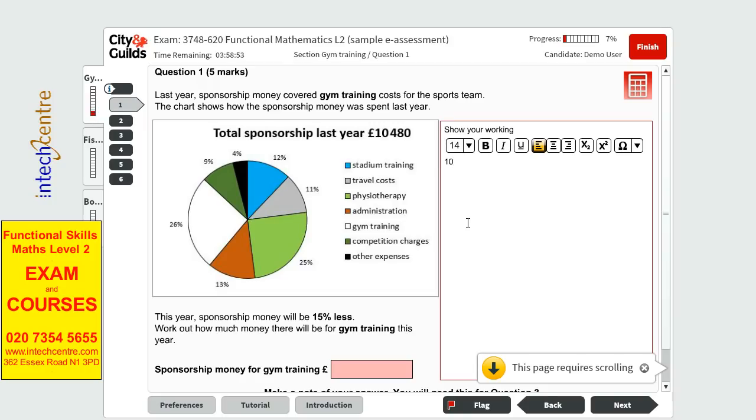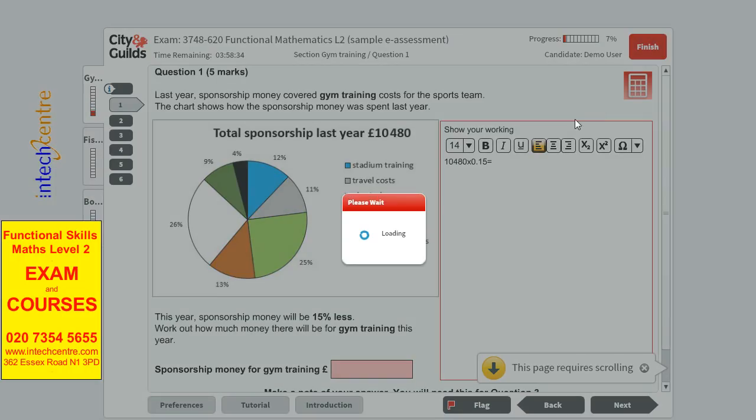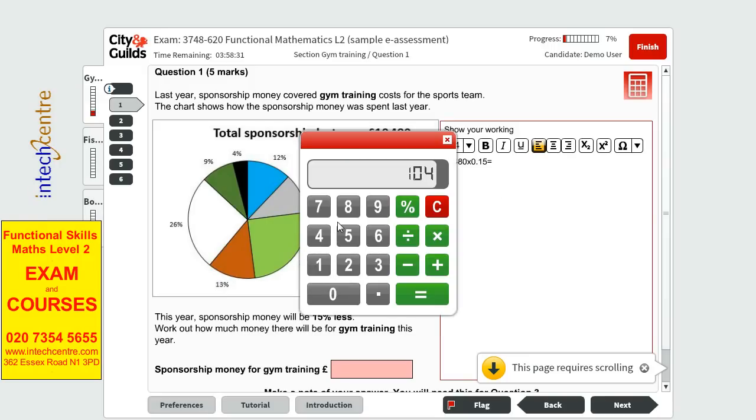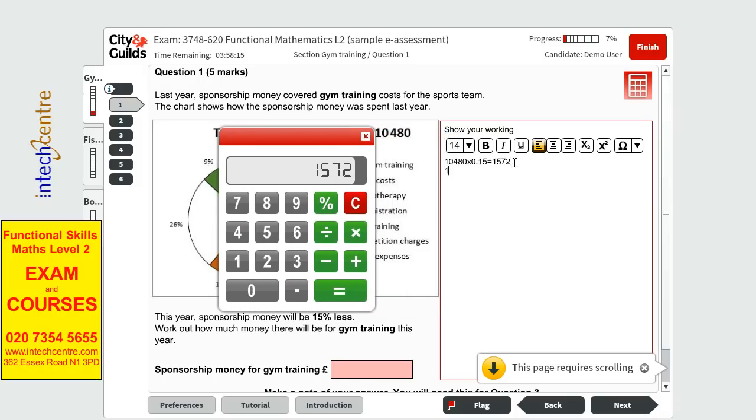So let's find out what 15% of 10,480 represents. So we have 0.15. Do not forget to divide, if you want to use a decimal in order to find the percentage, divide the 15 by 100 to get your decimal. And now let's see how much that will be. So 10,480 times 0.15, and we get a discount of 1,572. Now we will have to take that away from the original sum of 10,480 minus 1,572. Let's see what we get on the calculator.